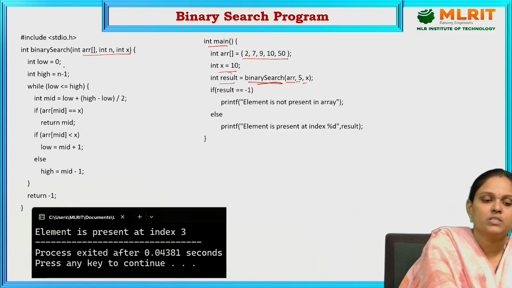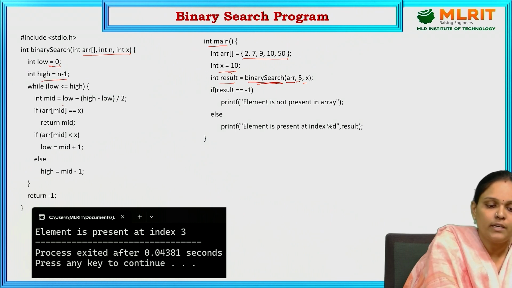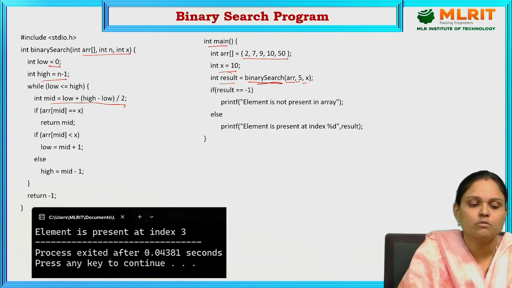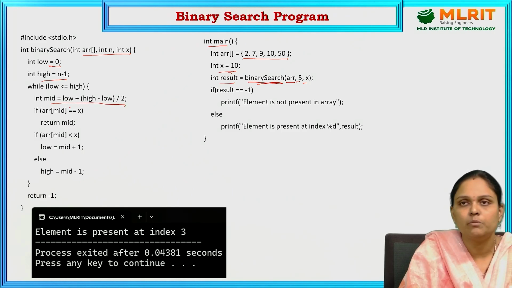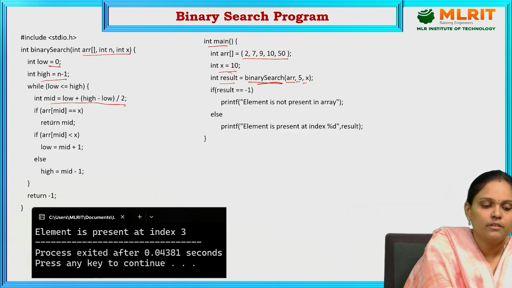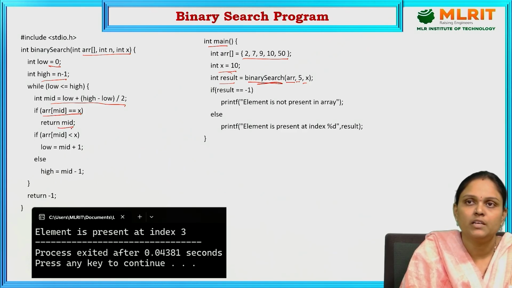And next, you can find here, we are taking low is equals to 0, high is equals to n minus 1, and we are finding the middle element. Low plus high by 2, or you can also take low plus (high minus low) by 2. So both the values you can take. And if this a of mid is double equals to x, then we are returning the middle element.